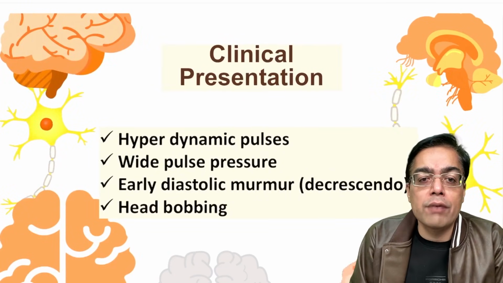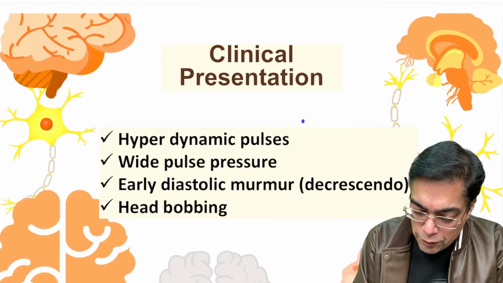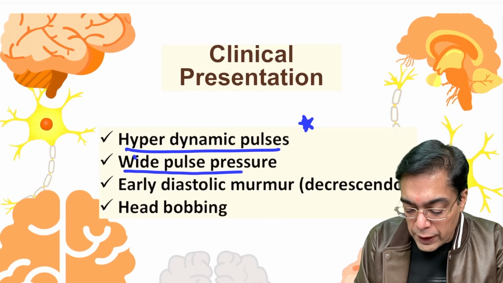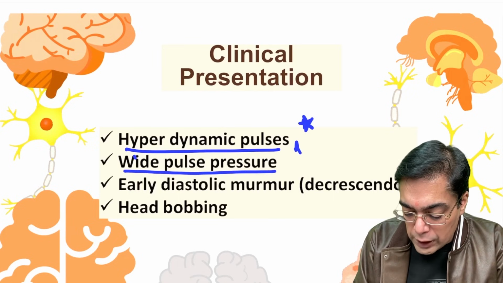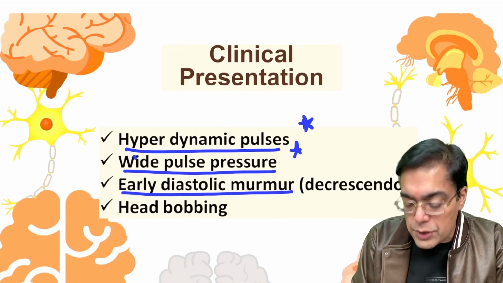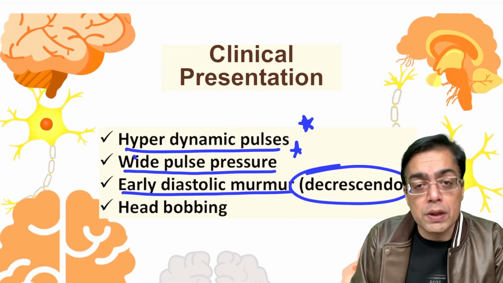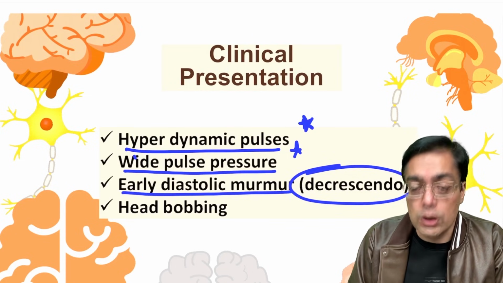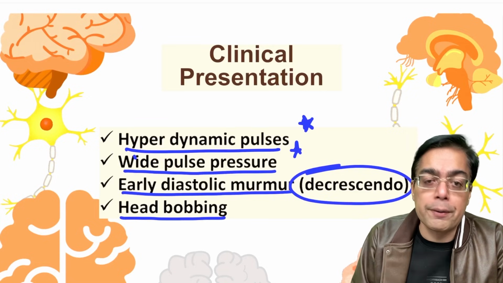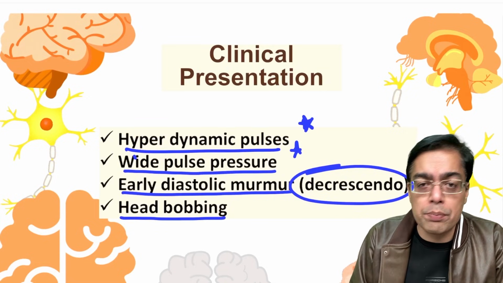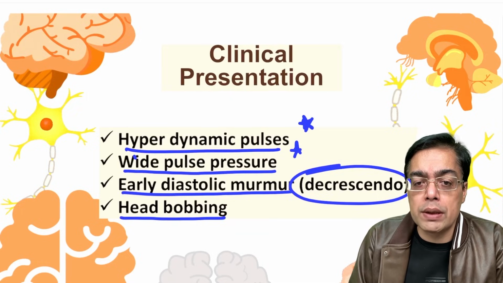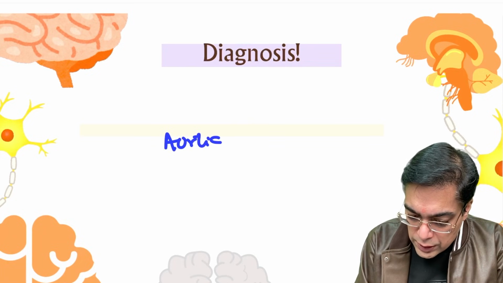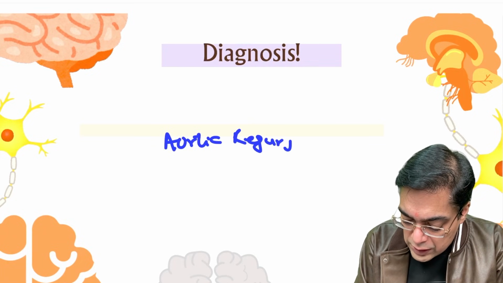Another important cardiac valvular lesion would be indicated by the patient having hyperdynamic pulses. That itself can be one important hint. Or the question can mention a wide pulse pressure, or the presence of an early diastolic murmur. Typically, it is going to have a decrescendo nature. And the question can include other manifestations, which include the classical signs, including what is given the name of head bobbing. So when you have a wide pulse pressure, a hyperdynamic pulse, and head bobbing, yes, I'm thinking of a valvular lesion, and this kind of valvular lesion is given the name of aortic regurgitation.